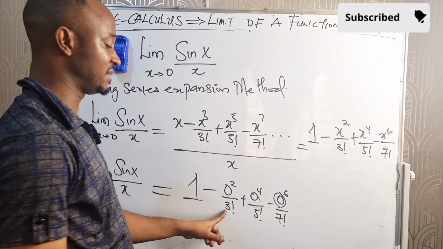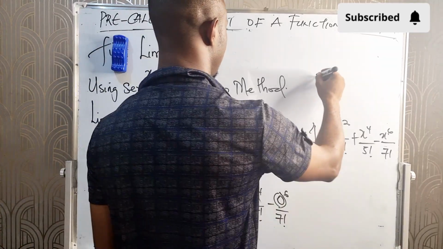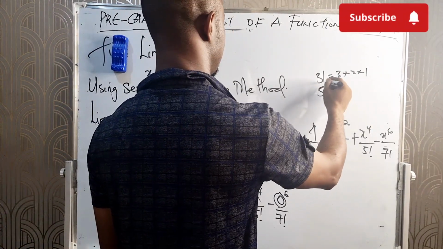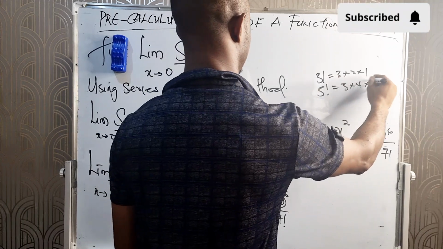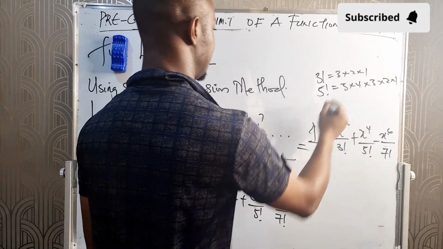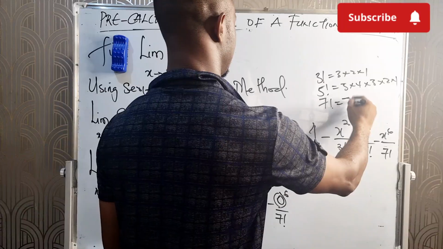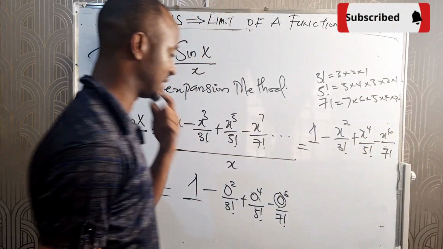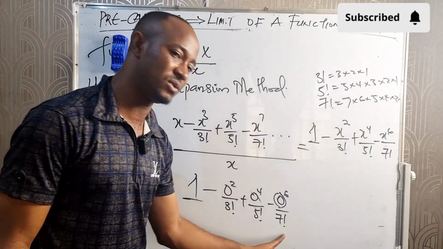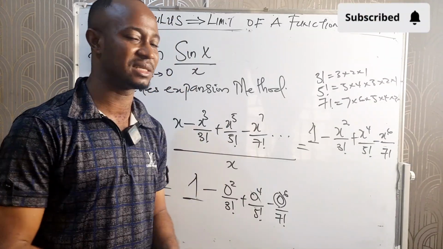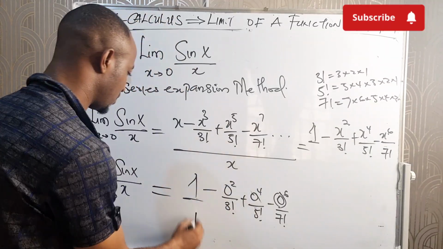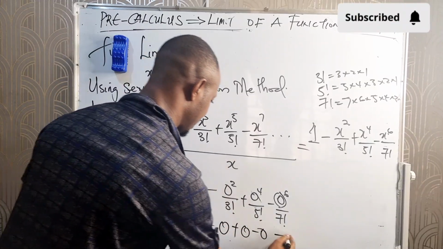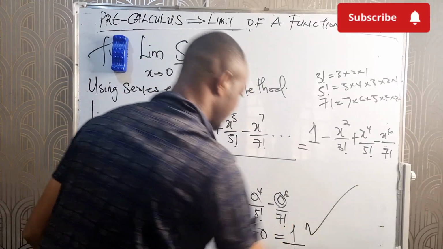3 factorial here means 3 times 2 times 1. 5 factorial here means 5 times 4 times 3 times 2 times 1. 7 factorial means 7 times 6 times 5 times 4 times 3 times 2 times 1. Just like that. So even though we bring out their values, divide 0 by anything, the answer is 0. So here becomes 1 minus 0 plus 0 minus 0. The answer remains 1.